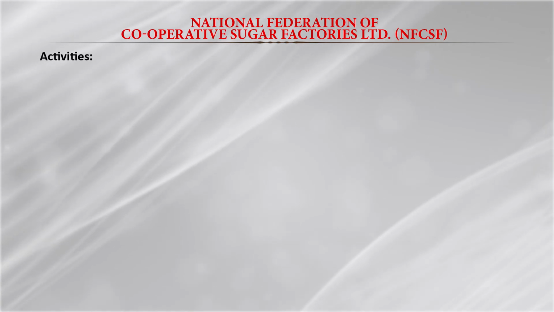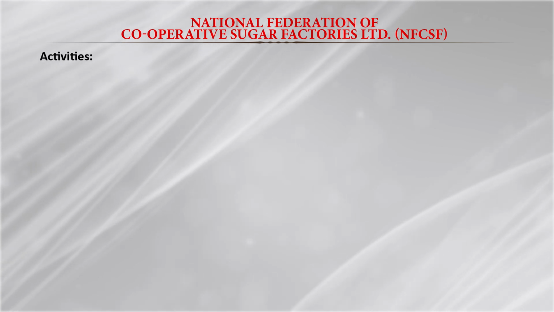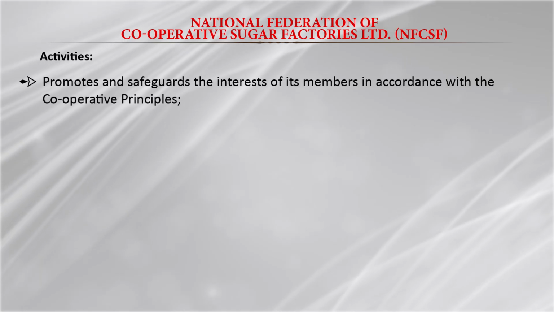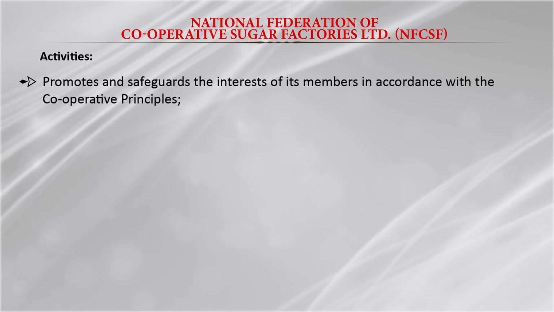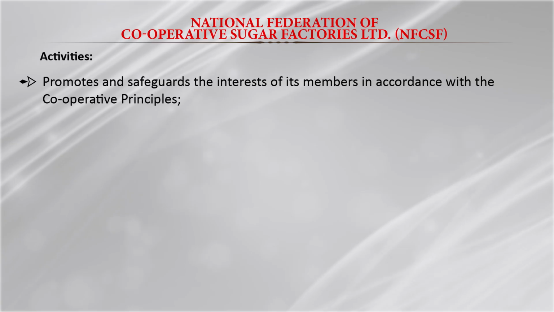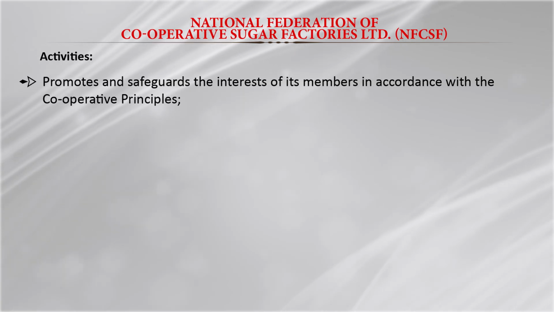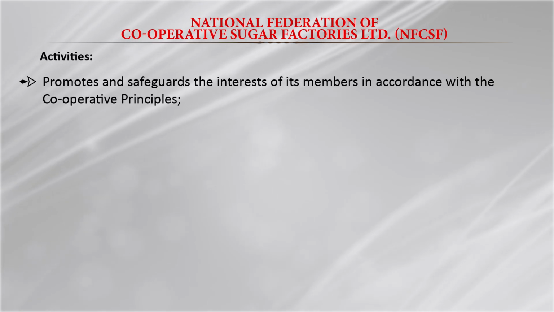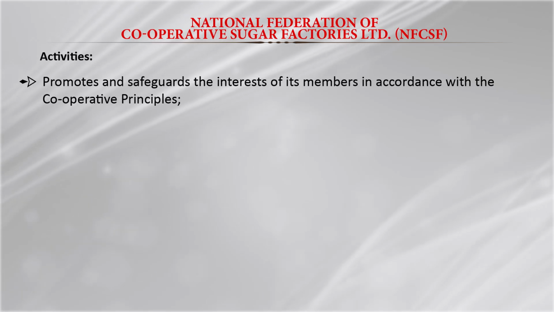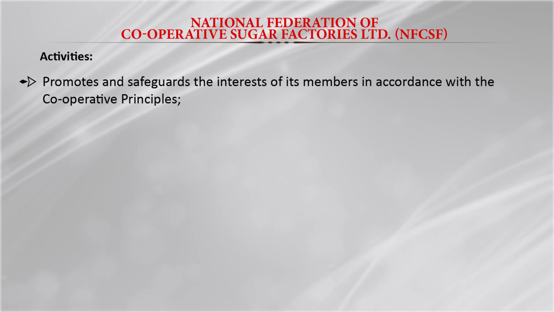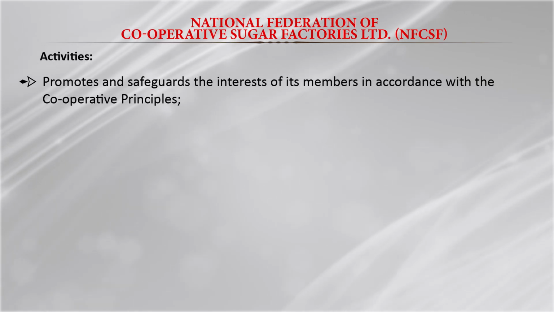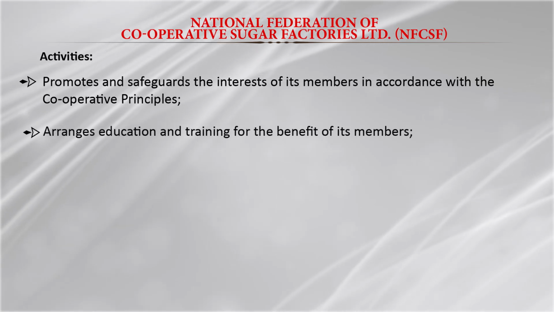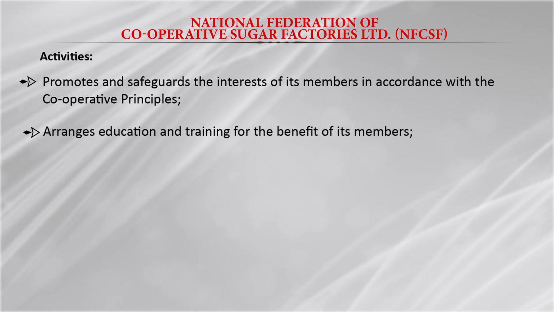An important activity undertaken by the National Federation of Cooperative Sugar Factories is that they promote and safeguard the interest of the members, cooperative societies and members of the cooperative sugar factories, and follow the cooperative principles in their working. According to cooperative principles, they guide, supervise and promote the interest of the member cooperative societies and their members, and arrange education and training for the benefit of the members.